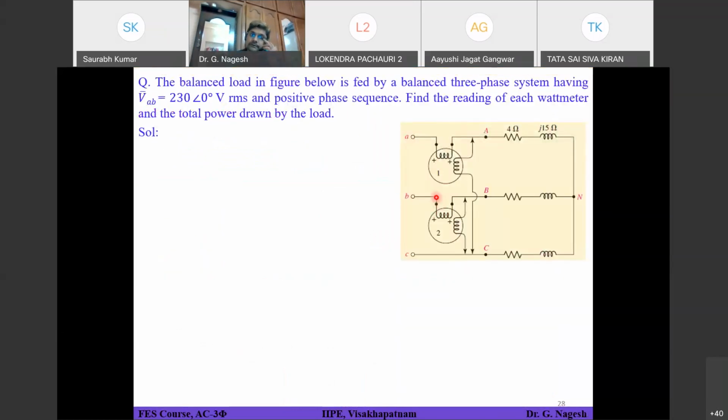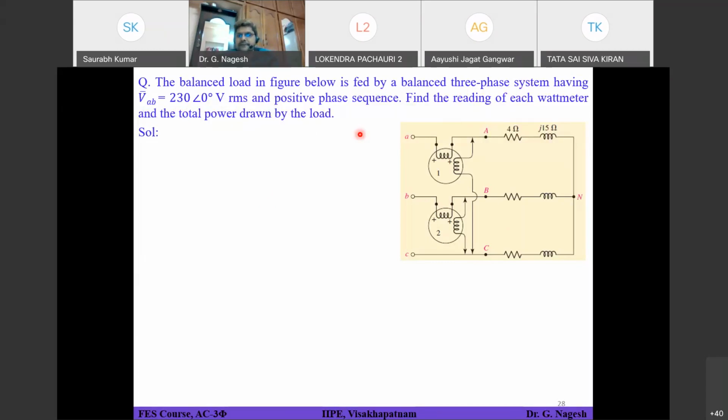Right. So we'll see this problem. The balanced load in the figure below is fed by a balanced three-phase system. So that means some balanced source is giving power to this balanced load, having a voltage VAB of 230 volts at an angle of 0 degrees, RMS value, and they are considering positive sequence. Find the reading of each wattmeter and the total power drawn by the load. So this is the question they are asking.